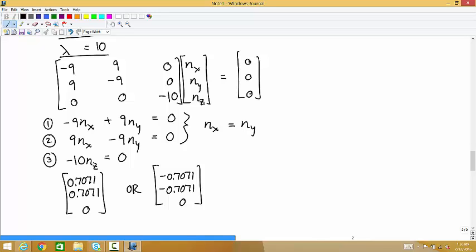And that corresponds to, so this goes with the principal stress of 10. Any questions about that one?